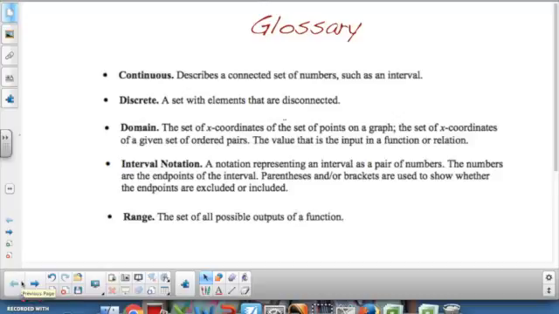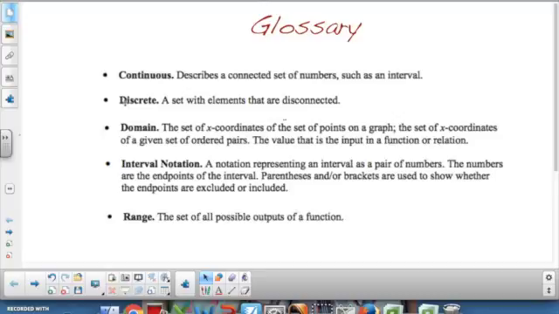Okay, so you should have these all copied down. I'm just going to talk really briefly about them. Continuous and discrete are kind of opposites of each other. Usually we refer to them as different types of functions. A continuous function is a function that has no break in it. The domain goes over a whole set of numbers and there's no gaps anywhere.